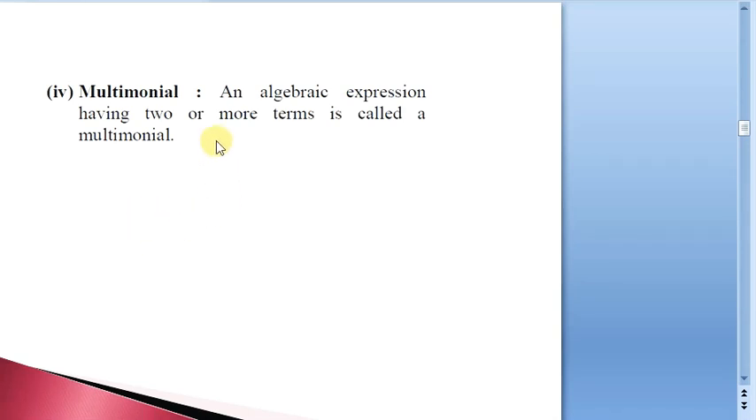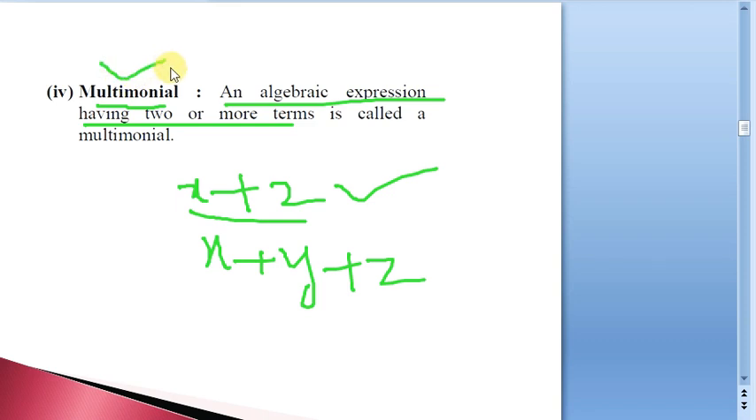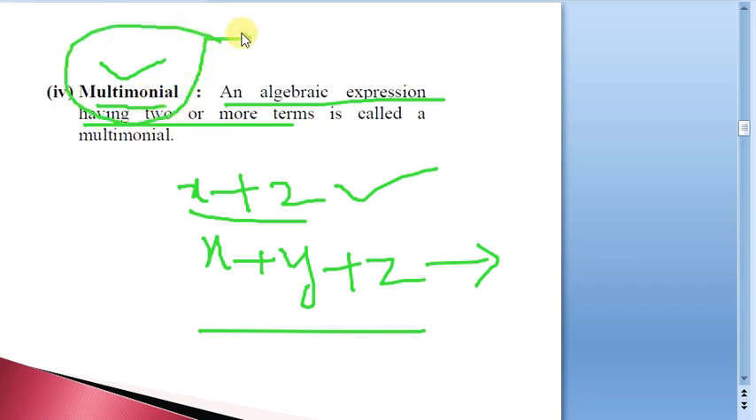In general, we have multinomial. Multinomial means any algebraic expression which has two or more than two terms. Suppose x plus 2: two terms are there, so I can call it a multinomial. x plus y plus z: three terms are there. As per the number of terms, I can call it a trinomial, but in general I can call it a multinomial. This is a broad nomenclature that we can use for naming. Whenever our expression has two or more than two terms, we can call it a multinomial.